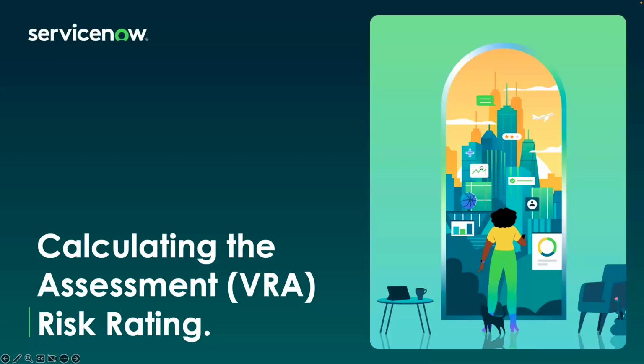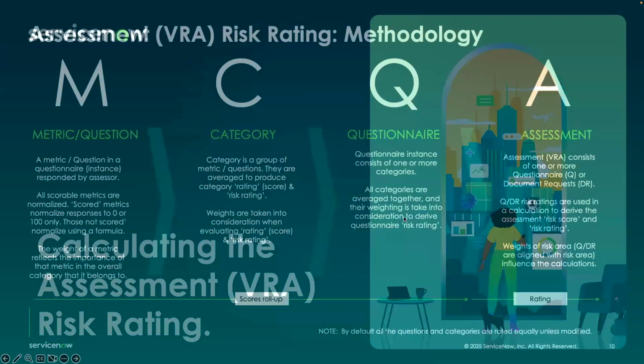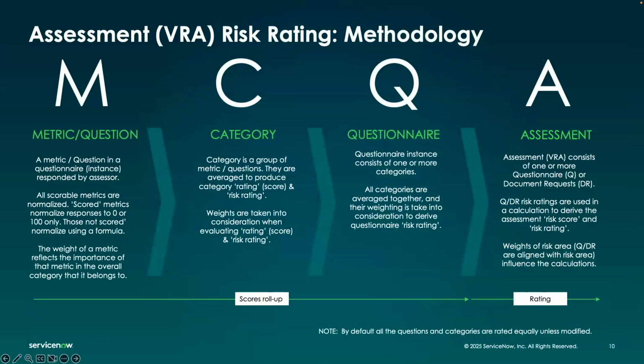Calculating the assessment VRA risk rating. Let's now take a closer look at how scores and risk ratings are calculated for a single individual assessment VRA record. The official naming convention of the VRA record itself is third party risk assessment. But to keep it simple, I will refer to it as an assessment record.